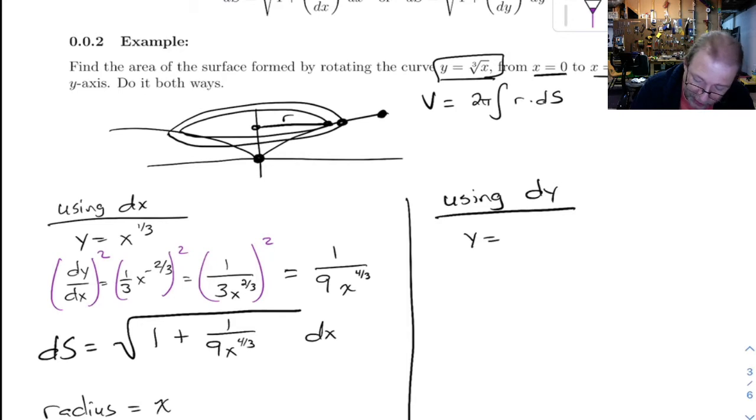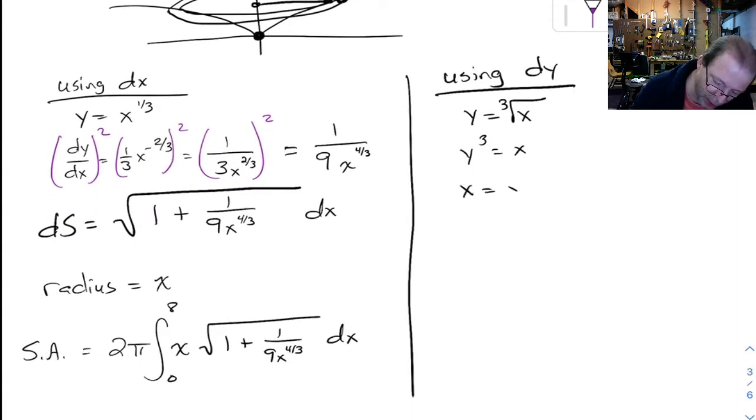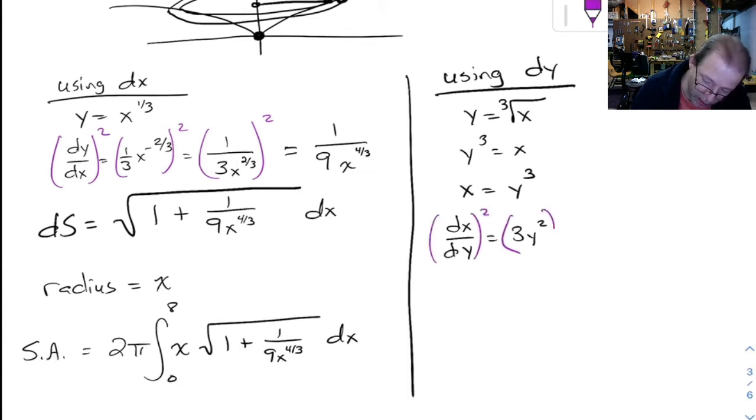If y equals the cube root of x, cube both sides, you get y cubed equals x. Okay, so now we'll take the derivative of this. I'm going to rewrite it as x equals y cubed. So if we take the derivative of this with respect to y, we get dx dy is equal to 3y squared. And then if we square that, we get 9y to the 4th.